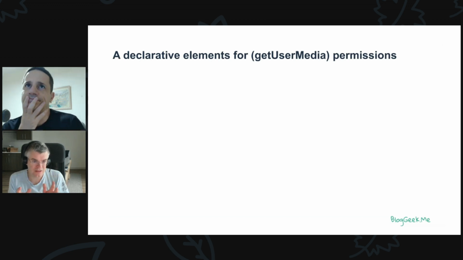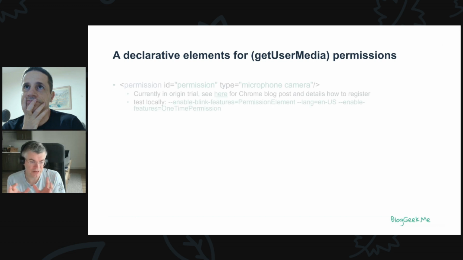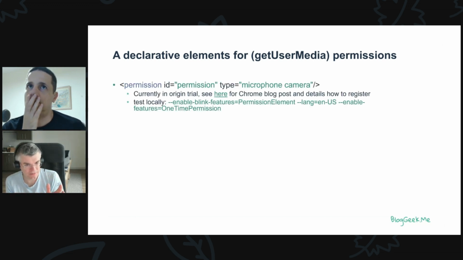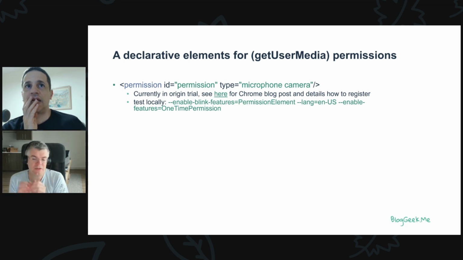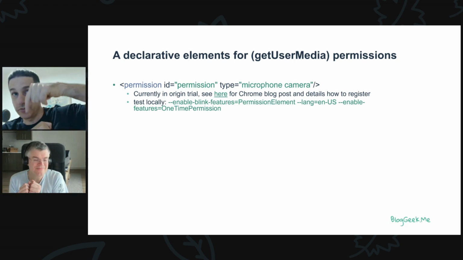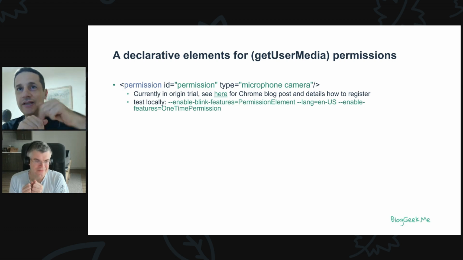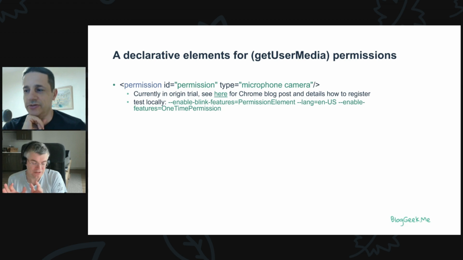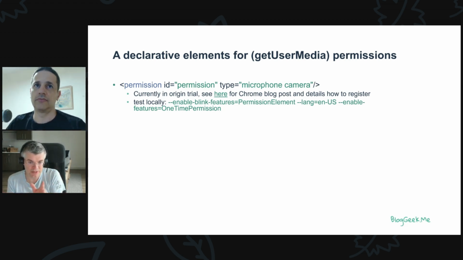And what the Chrome folks came up with is a declarative element for GetUserMedia and other permissions. So it's called the permission element. It's currently an origin trial. There's a nice Chrome blog post with details on how to register for the origin trial. If you go to the description below for this video, you'll find the link there. But you don't need to register just to test it out. You can test it locally by launching Chrome with enable blink features permission element. We also add another feature, one-time permission, which we'll cover later.